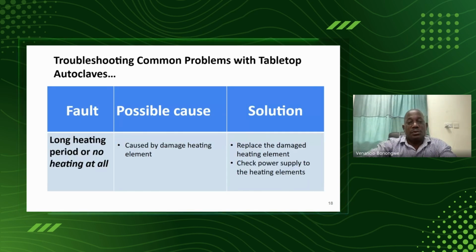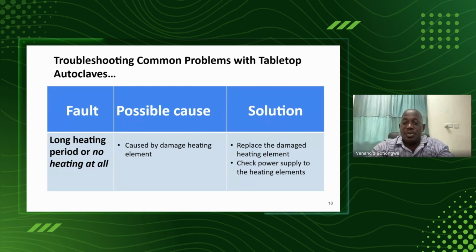Another problem is long overheating period, or no heating at all. That can be caused by the damaged heating element. So as a solution to this, you test the element. If it is not okay, replace the damaged heating element. And this might also be caused by the power supply problem, that the element is okay, but the power being supplied to the element is missing. Then what you are supposed to do is to check the power supply to the heating element. That is by testing the relays, or others may have magnetic contactors. So test those. If they are not okay, replace them.